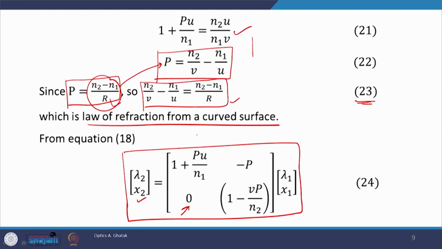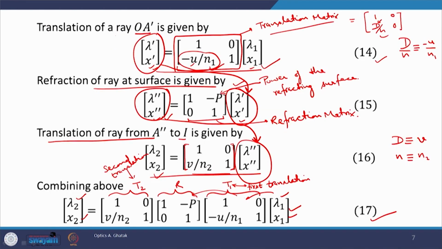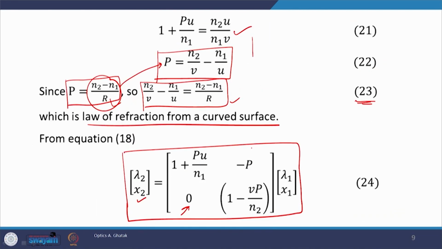This is how we can treat refraction from a curved surface using the matrix method. We started with point O, and then we calculated the magnification. And then we also calculated the system matrix. This information we derived very easily without resorting to Snell's law.